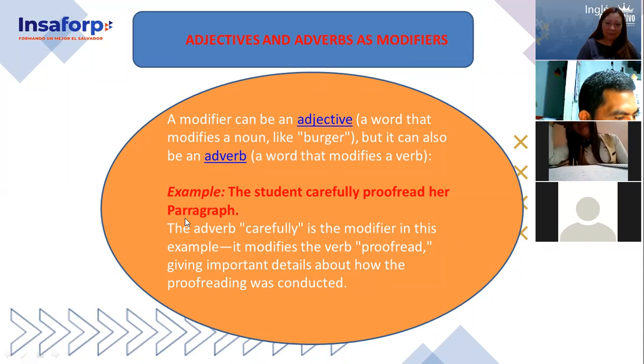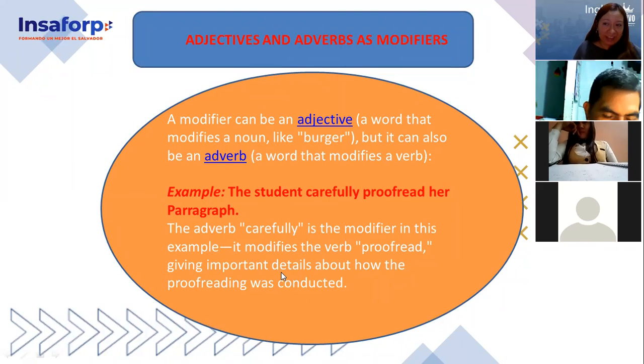Veamos. Okay, the example. The student carefully proofread her paragraph. The adverb carefully is the modifier. Yes, in this example, it modifies the verb proofread, giving important details about how the proofreading was conducted. Details. Okay. So, si se acuerdan qué son los adverbios, ¿verdad?